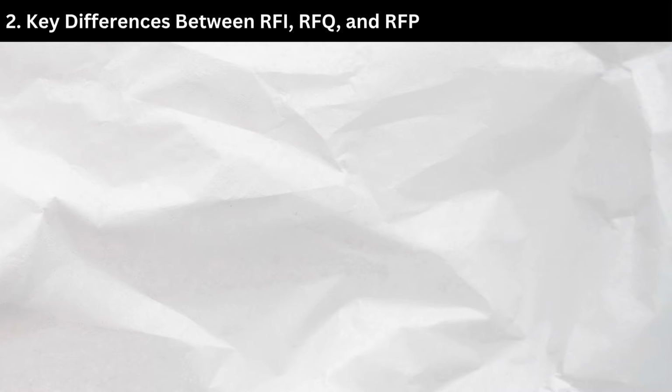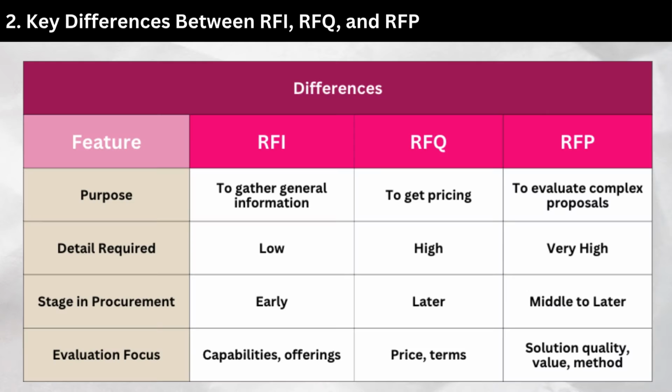2. Key differences between RFI, RFQ, and RFP. Feature: RFI, RFQ, RFP. Purpose: to gather general information, to get pricing, to evaluate complex proposals. Detail required: low, high, very high. Stage in procurement: early, later, middle to later. Evaluation focus: capabilities and offerings; price and terms; solution, quality, value, and method.